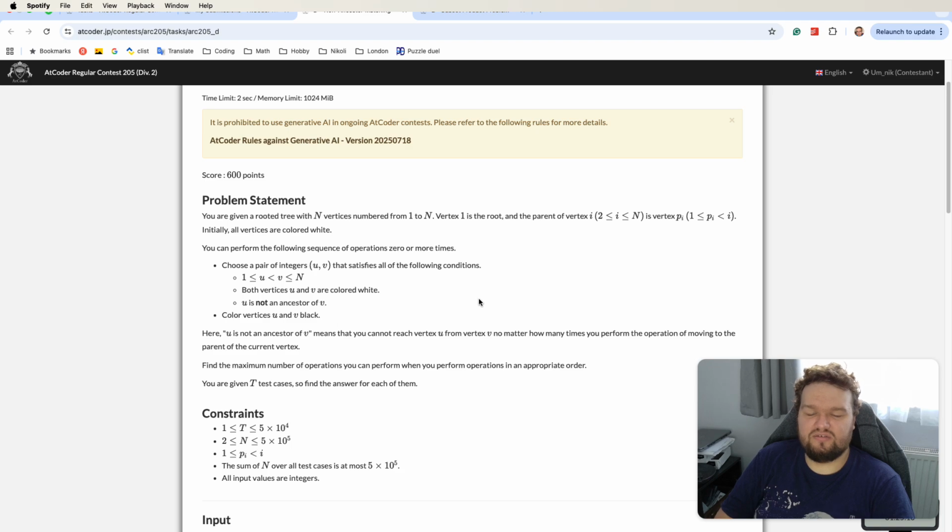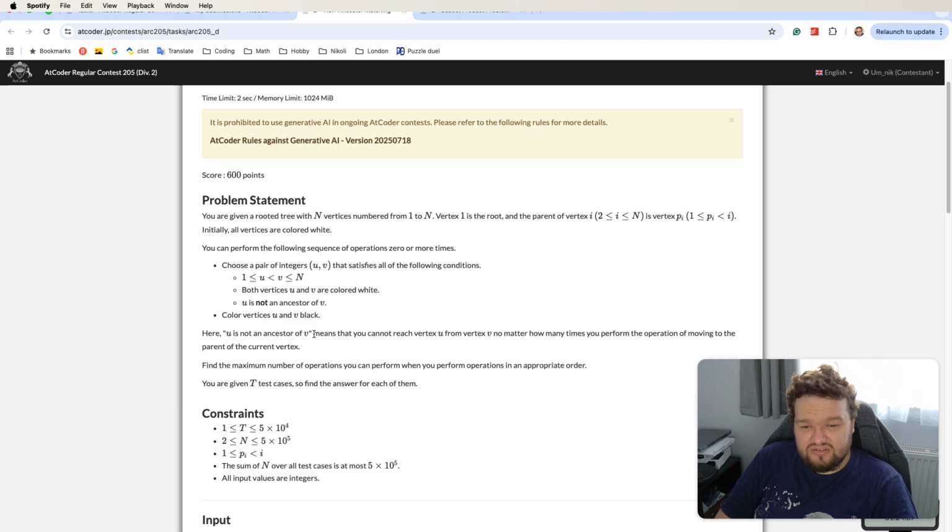Choose a pair. For some reason I read it as all pairs, but no, I'm choosing one pair. Their LCA is not one of those vertices. Well, it says that U is not an ancestor of V, but V cannot be an ancestor of U because V is bigger by index and all the ancestors are smaller.